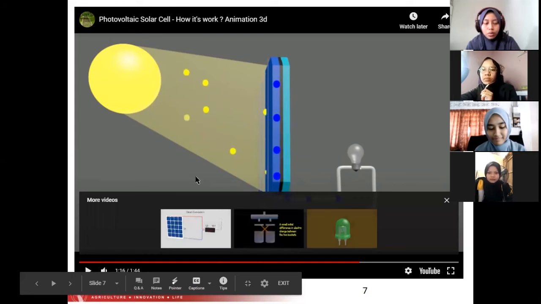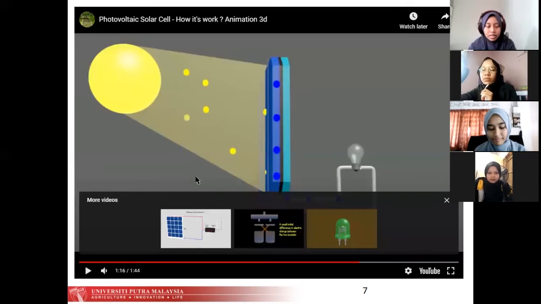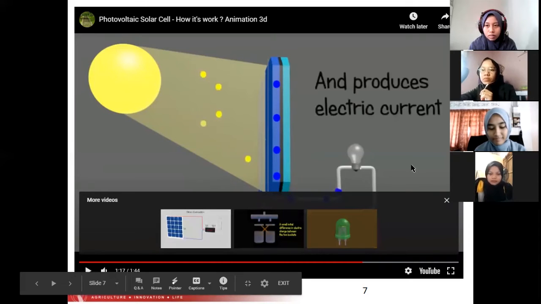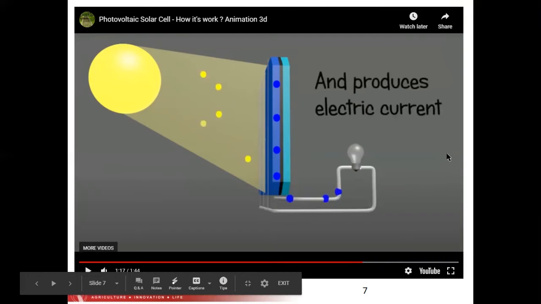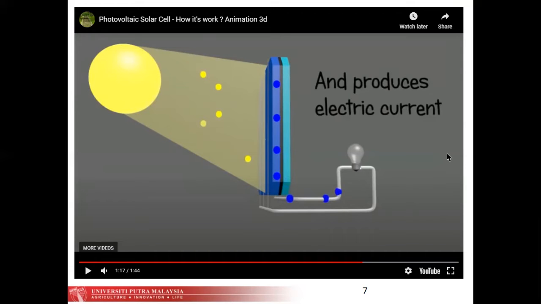Okay, from the video, we know that when sunlight strikes a solar cell, it will emit photons, which will make the electrons in the silicon excited and ejected. This results in the formation of holes, the vacancies left behind by the escaping electrons. If this happens in the electric field, the field will move electrons to the N-type layer and holes to the P-type layer.